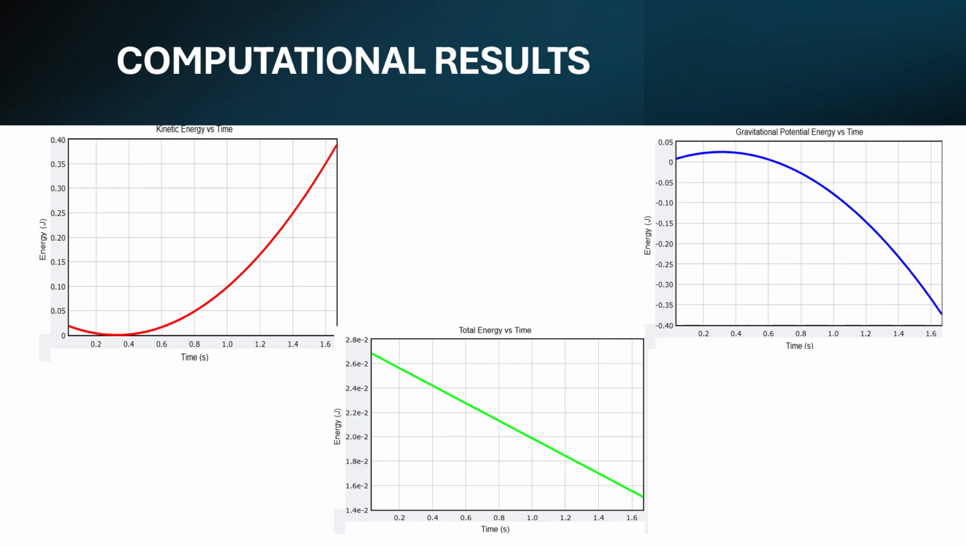Here are the computational results. So a lot more ideal and a lot more of what you'd be expecting to see. On the left, you see kinetic energy increase over time. On the right, you see gravitational potential energy decrease over time. And then overall, the total energy for the system should remain constant as a flat line.